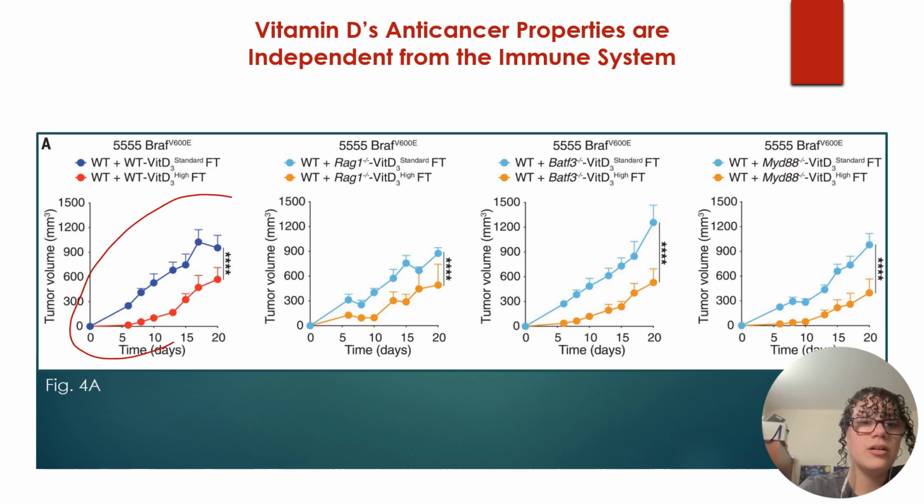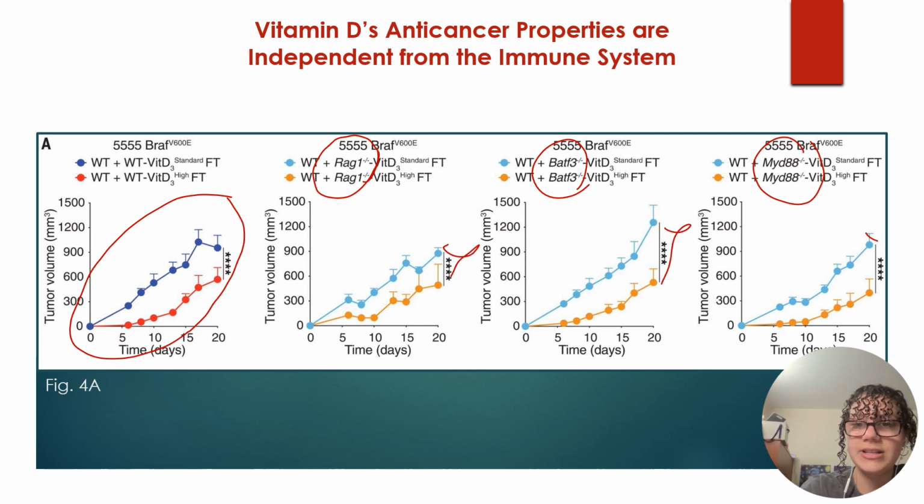Now we look at vitamin D's anti-cancer properties and how they're independent from the immune system. As you can see here, this is a baseline, so there have been no changes to the immune system. Here, there's the removal of RAG1, and the next have other properties that we talked about earlier being removed. As you can see, for all of them, there is a significant difference between vitamin D standard and vitamin D high, with the vitamin D high having a lower tumor volume, meaning it's performing much better, showing that vitamin D's properties are independent from the immune system.